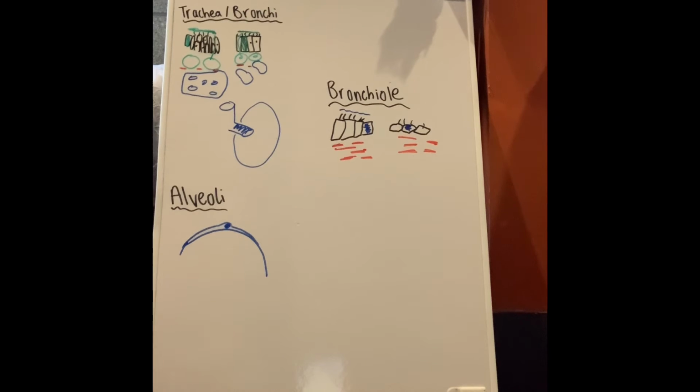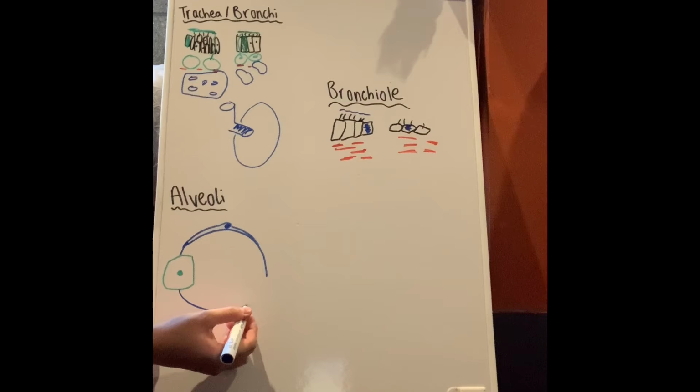Then we have this type 2 cell in here, or the surfactant secreting cell, and that's a bit bigger, cuboidal. If you can imagine, it's trying to secrete heaps of liquids. It can't really be that thin because it has to have all this area to squirt stuff out. So you have this big one, and then most of it would be these type 1 pneumocytes.